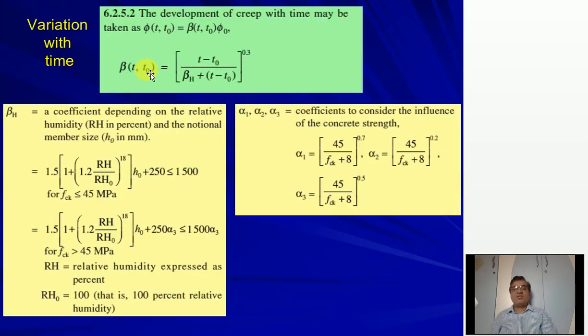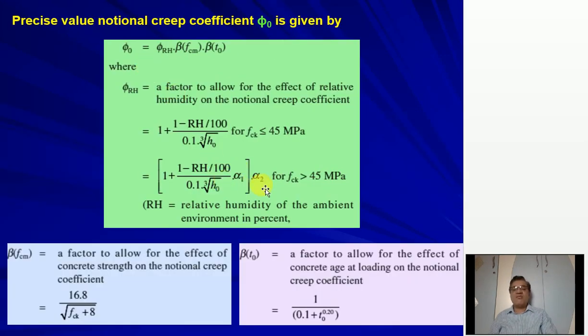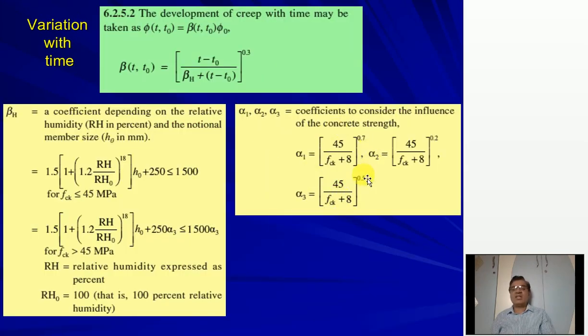Now, as I told you, in the equation two different terms, alpha 1 and alpha 2, are given, and how to calculate alpha 1 and alpha 2? So here are the equations. These two values, alpha 1 and alpha 2, are given.